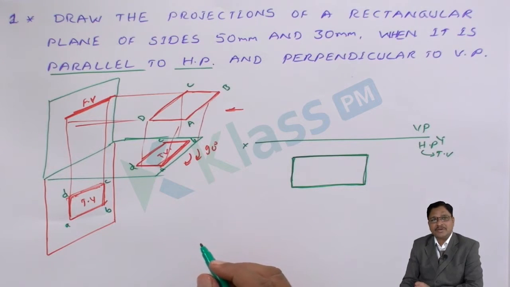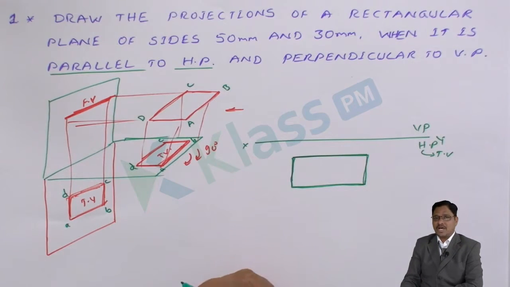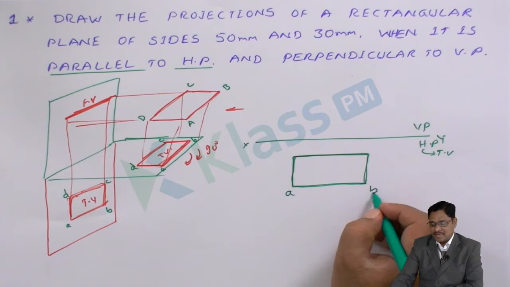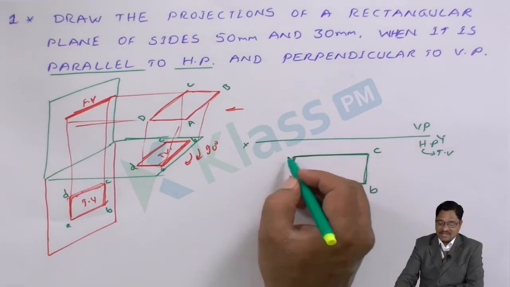But in real time, you have to use capital letter identification in the top view. In the front view, use the respective lowercase letters with a superscript dash. So now considering this as a corner, you have to represent it as a small a. This will be small b, this will be c, this will be d.